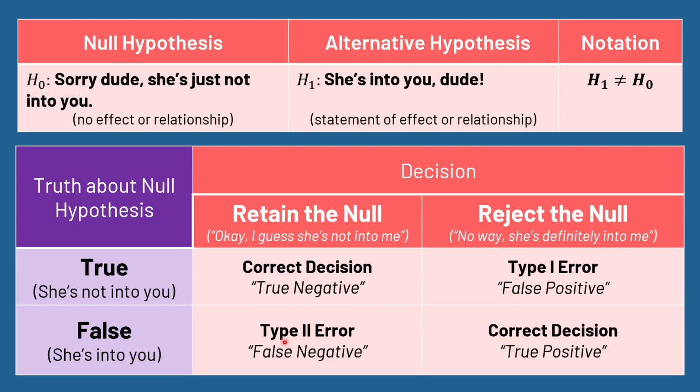Or a type 2 error is a false negative. If I'm feeling down on myself, I've also done this one. Then I just say, okay, I guess she's not into me. There must not be anything there.